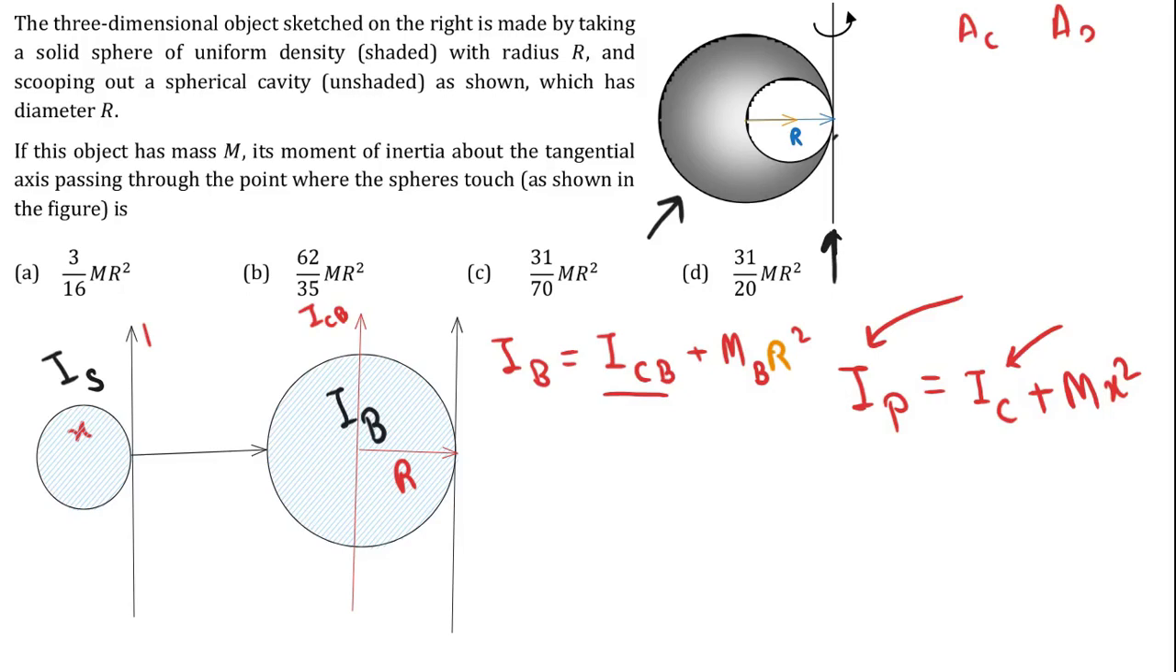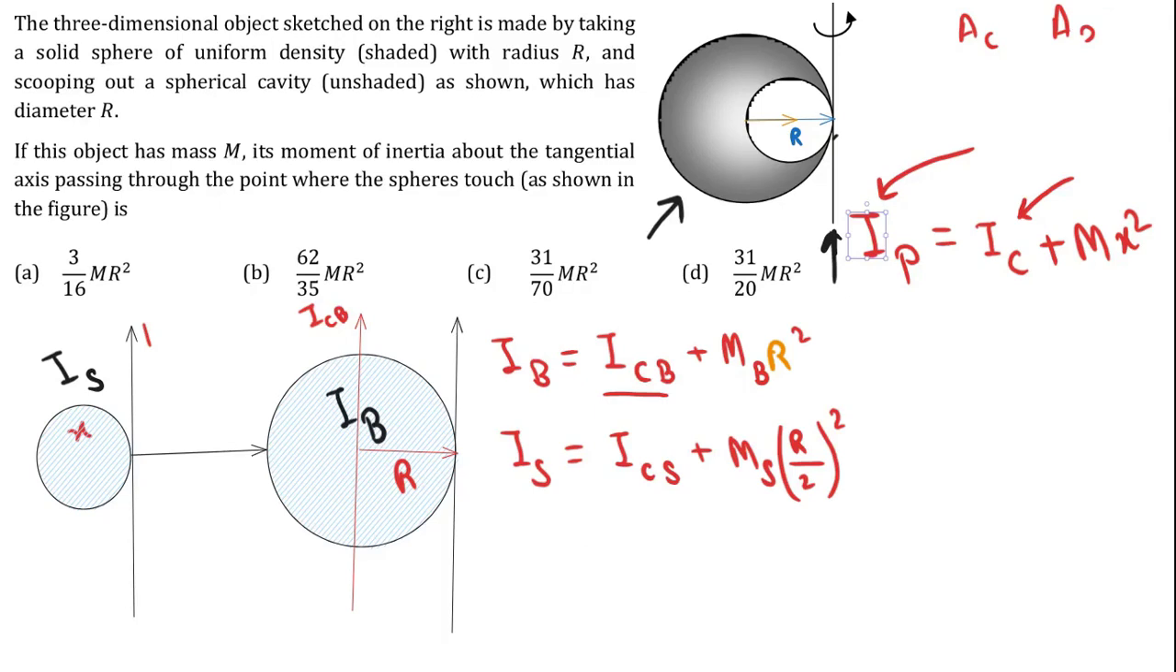And similarly, we can write IS equals the moment of inertia about the center of the smaller sphere plus mass of the smaller sphere times r divided by 2 whole squared. And our question simplifies to finding the moment of inertia about the axis, that is IB minus IS. Now, a thing to note here is that we took the same axis in both the cases. That is extremely important here.